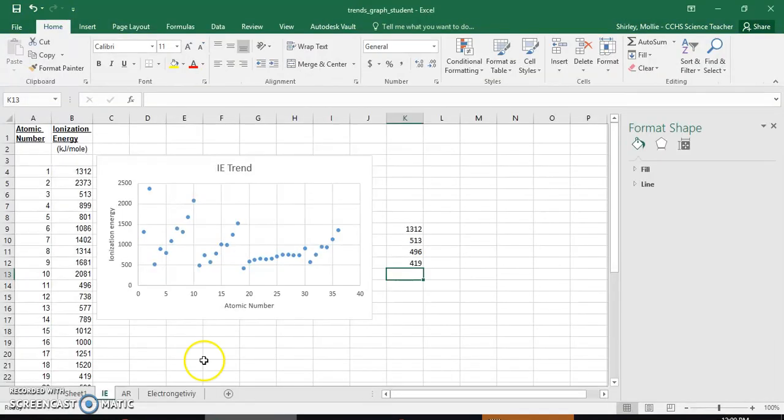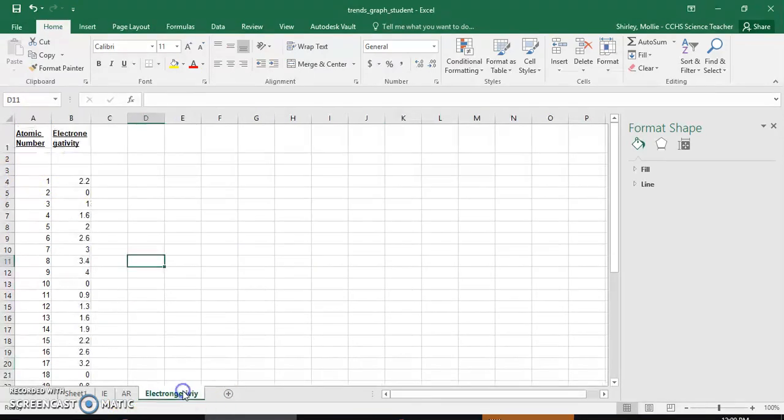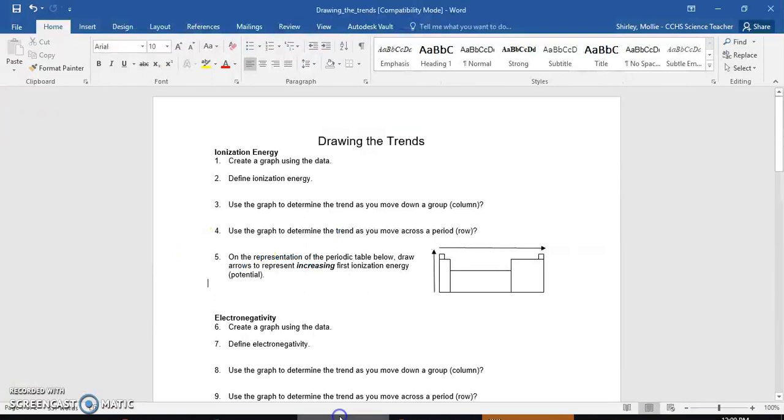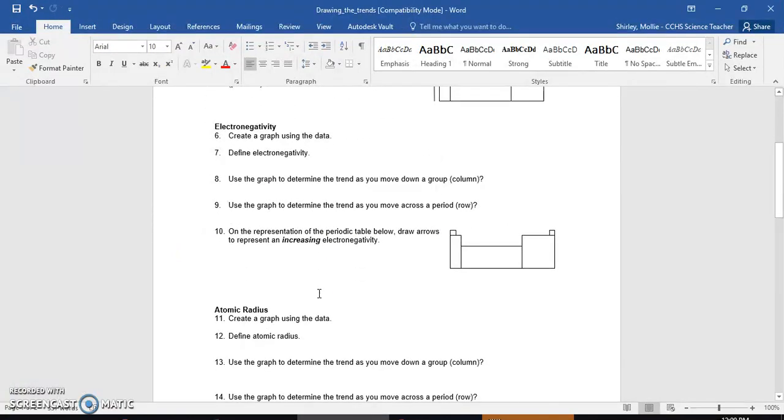So there's the first one. For atomic radius and electronegativity, you'll need to do the same thing. You'll need to create those scatter plots. Put your labels on there for your X and Y axis. Give the chart a label, and then you're going to need to analyze these charts and see if you can figure out what those trends are so that you can answer your questions. If you have any questions or if you need any help with Excel, please just let me know.